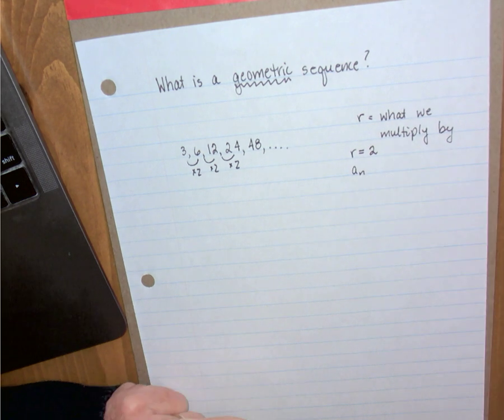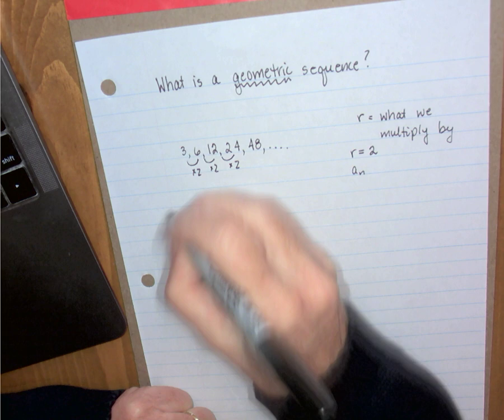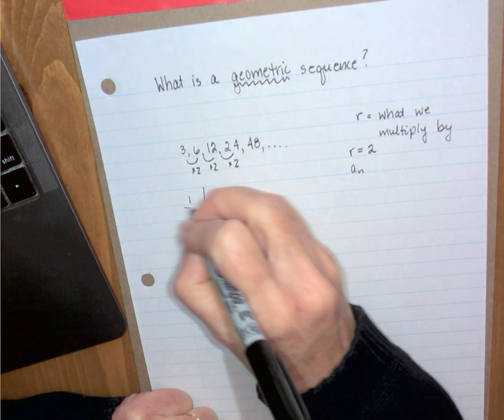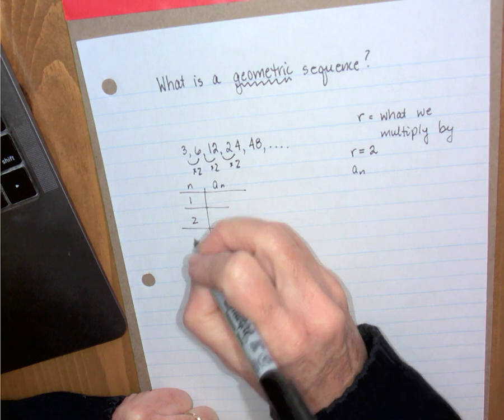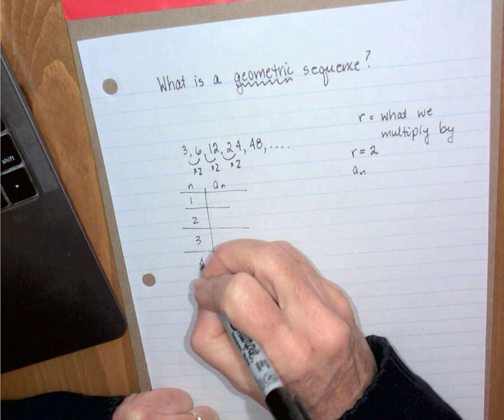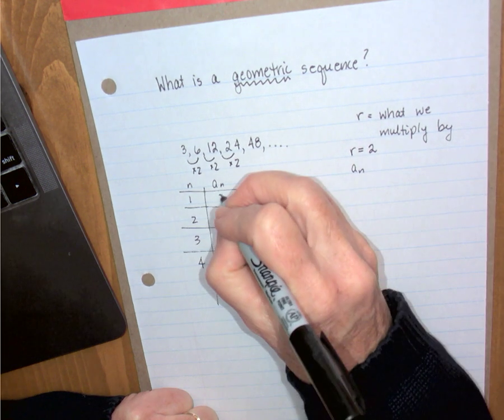And the other thing that we will need to talk about is some formula for A sub n, which is going to be a little bit different. So I'm going to make up a table. So we have n and we have A sub n. And let's just do n goes from 1 to 4, and A sub 1 we can see is 3.